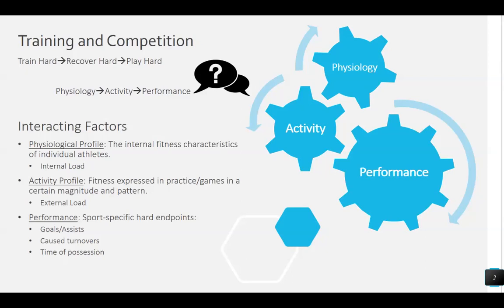So the interacting factors that we're looking at here are, first of all, the physiology. So these are going to be the internal fitness characteristics. A lot of times we'll call that internal load, as you know, and these are going to be the things that are a little bit more based on the internal aspects that the athlete possesses and how the training that we go through actually influences those things and puts that load on the athlete.